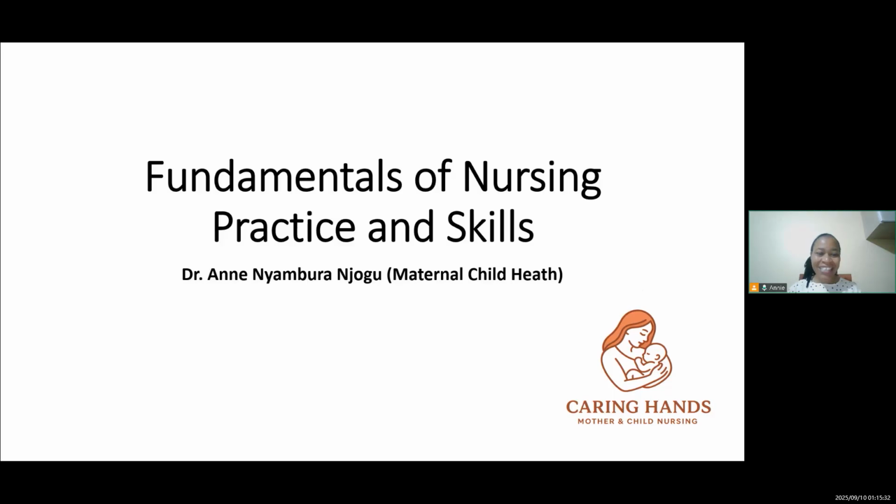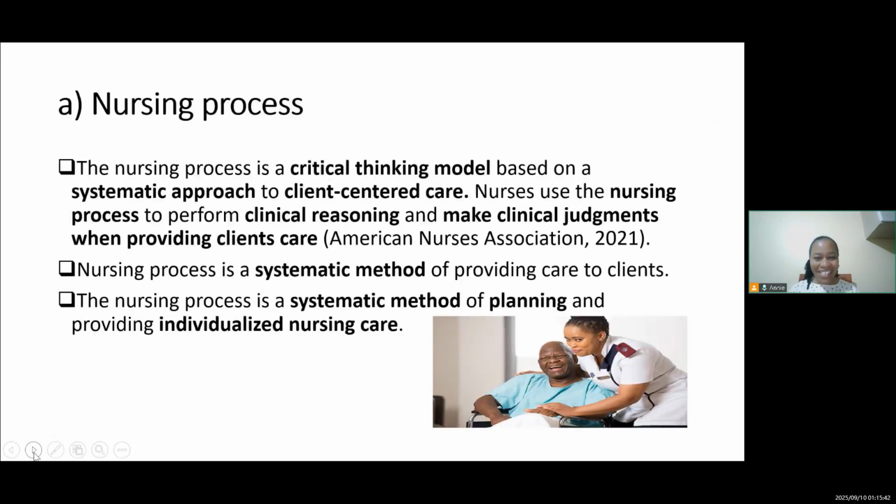Today we are going to discuss a topic that's dear to my heart, the fundamentals of nursing practice and skills. What is the nursing process? According to the American Nurses Association 2021, the nursing process is defined as a clinical thinking model based on a systematic approach to client or patient-centered care. Nurses use this nursing process to perform clinical reasoning and also make clinical judgment when providing care to a patient or client. The nursing process can also be defined as a systematic method of providing care to clients or patients.